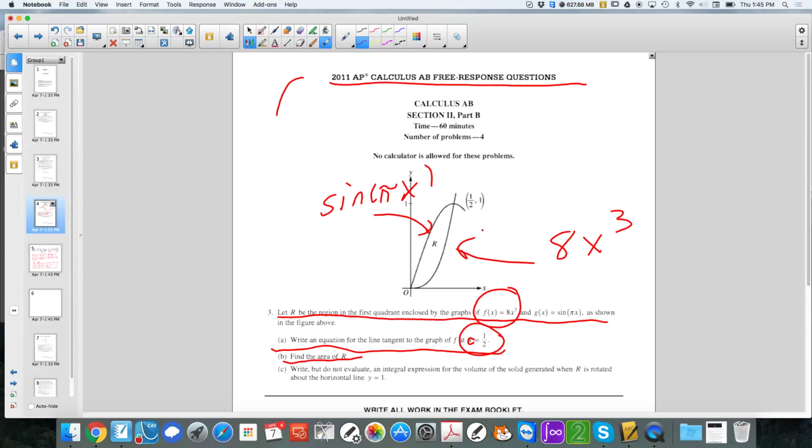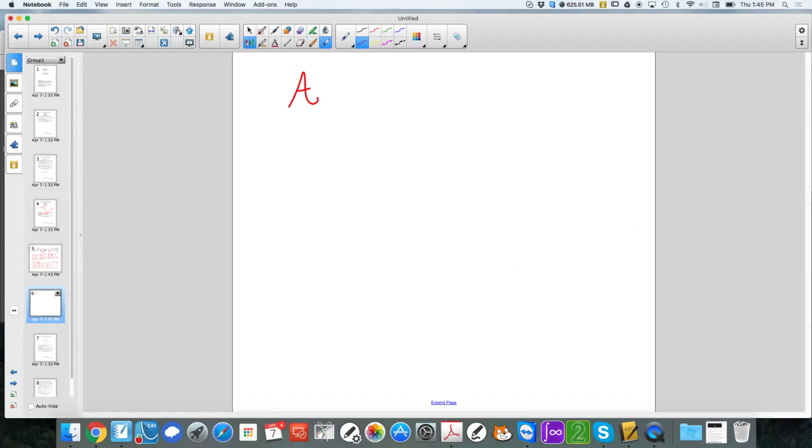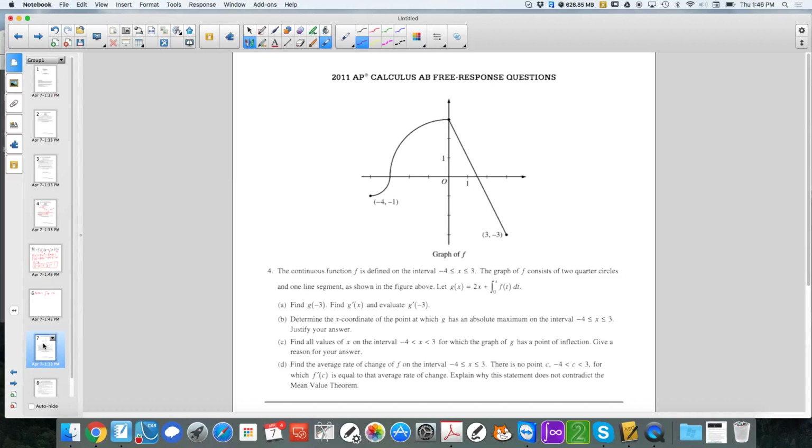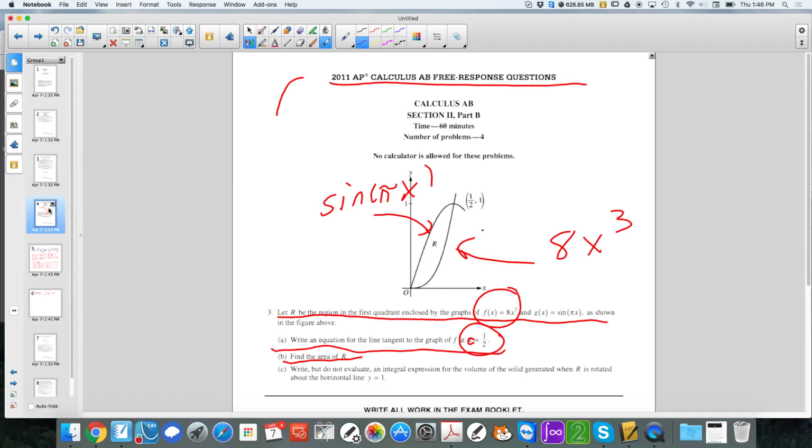And Peter knows that area is always equal to the integral of upper minus lower, upper minus lower. So Peter, if we look back over here, who's our upper curve? Oh, wrong question, Peter. Come on. Don't click the wrong stuff there. Peter already said our upper was sine pi x. Our lower was 8x to the third. Where are we starting, Peter? We're starting at 0, and we're going to 1/2, from 0 to 1/2.